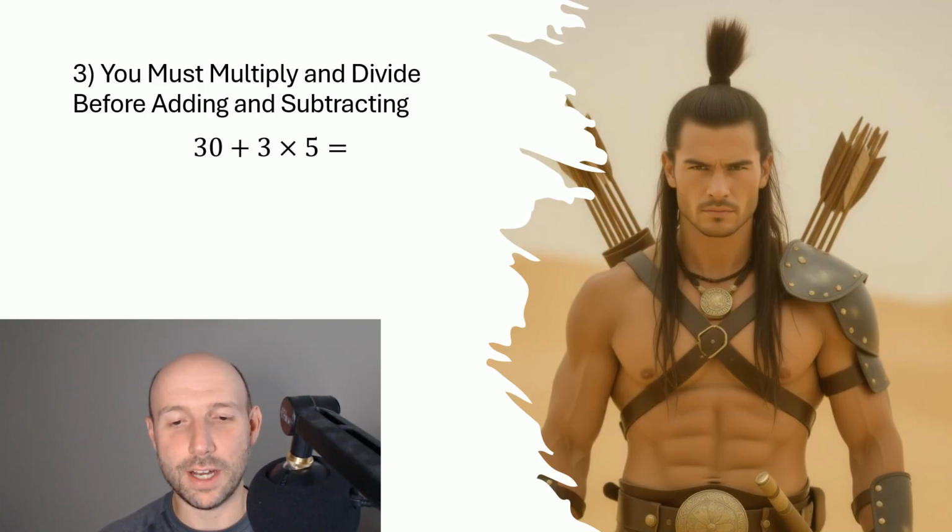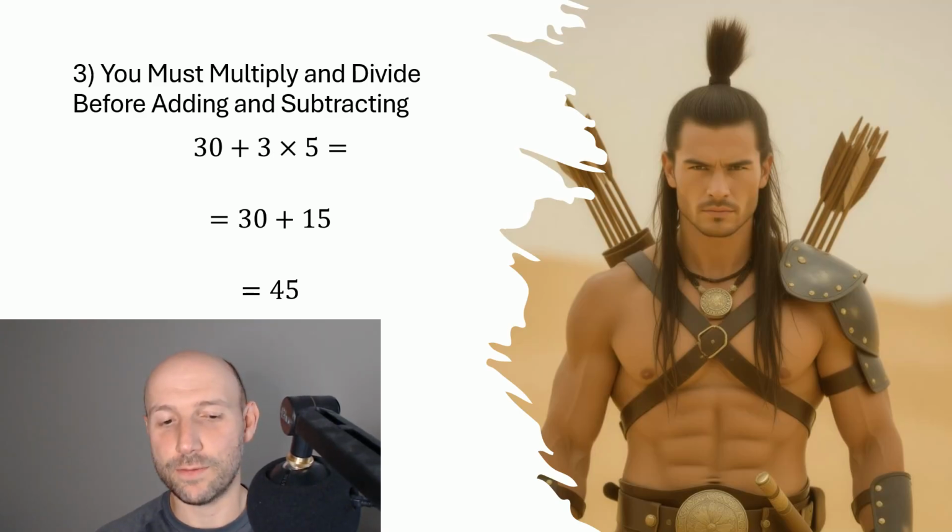Well, you do the 3 times 5 first, which is 15. 30 plus 15 is 45. They have 45 hit points. Reasonable for level 5. Now, here's what you don't do.